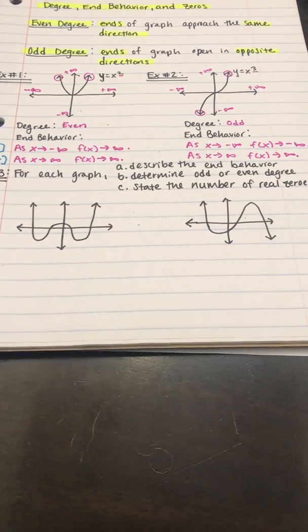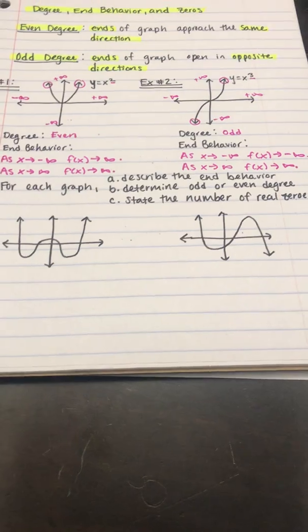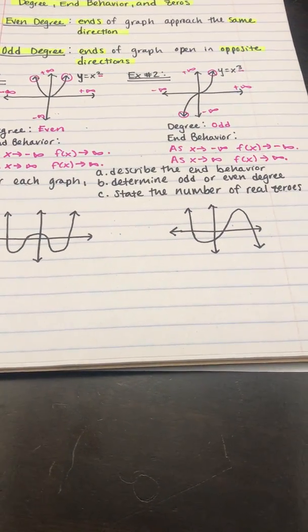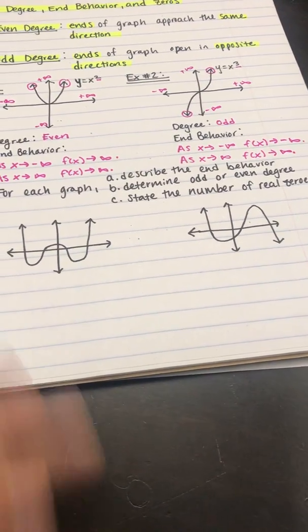Okay, so for these next two graphs, we're going to do three things. We're going to talk about the end behavior. We're going to determine if they're odd or even degree and state the number of real zeros. So let's start for each one just talking about the end behavior.